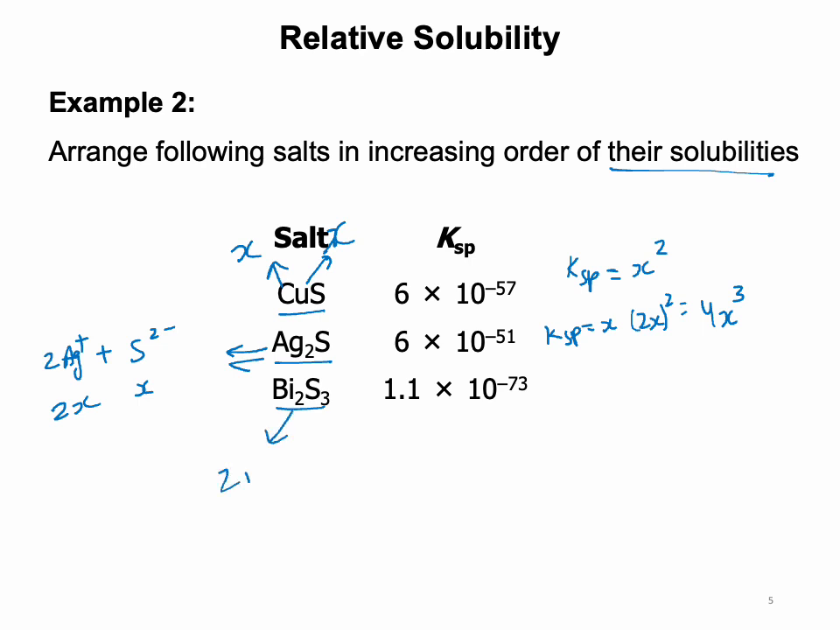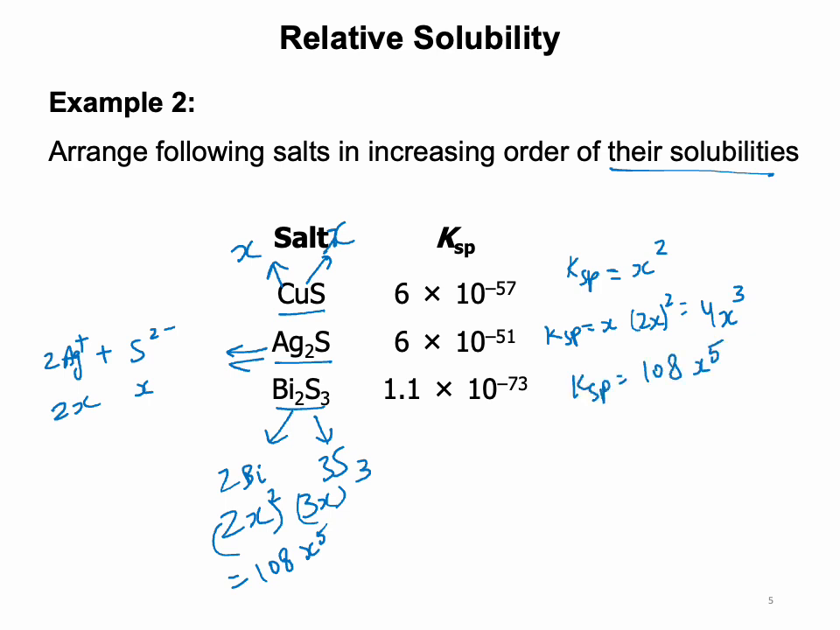Whereas in this case I get 2 Bi ions and I get 3 sulfide ions. So this would be 2X, this would be 3X, cubed and squared, which eventually gives me 108X to the power of 5. So Ksp here is 108X to the power of 5. Now I want to compare them based on solubility, meaning X, and the relationship of X and Ksp is different for all three of them. That's when I cannot just compare the Ksps. I have to solve for X for all of them, and only then I can compare their solubilities.